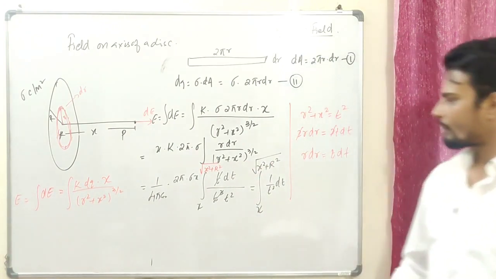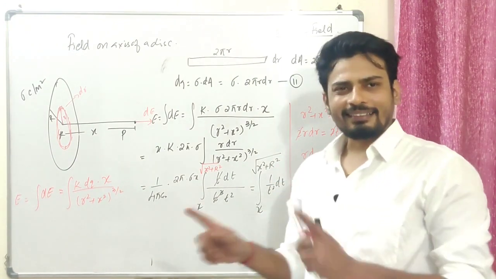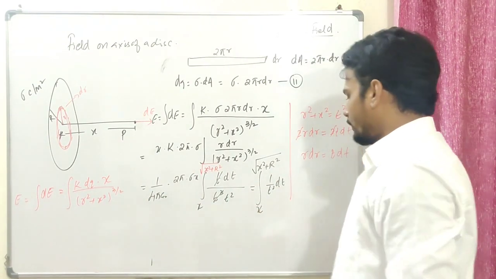Fair enough? All right guys. Now the integration of 1 by t square is nothing but negative of 1 by t. Okay, this constant part I have not written over here, so you can just keep it there, that's not a problem.